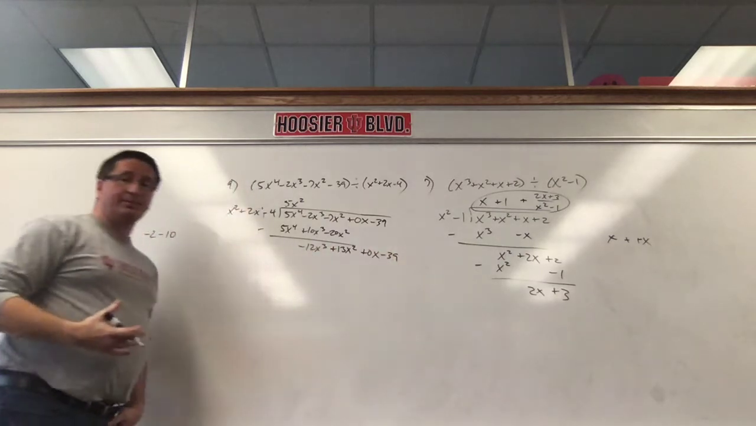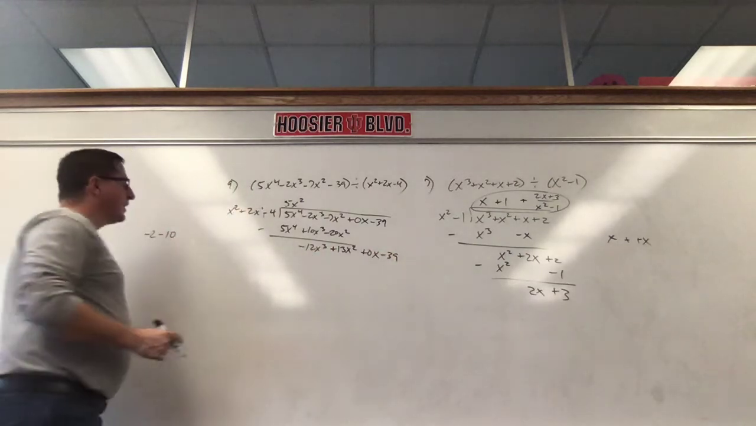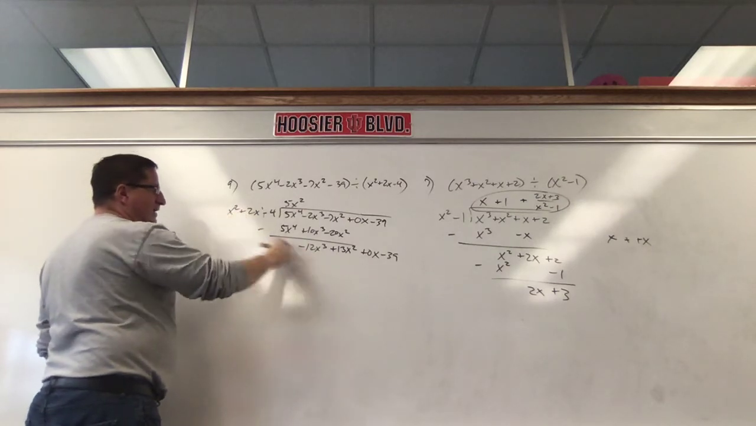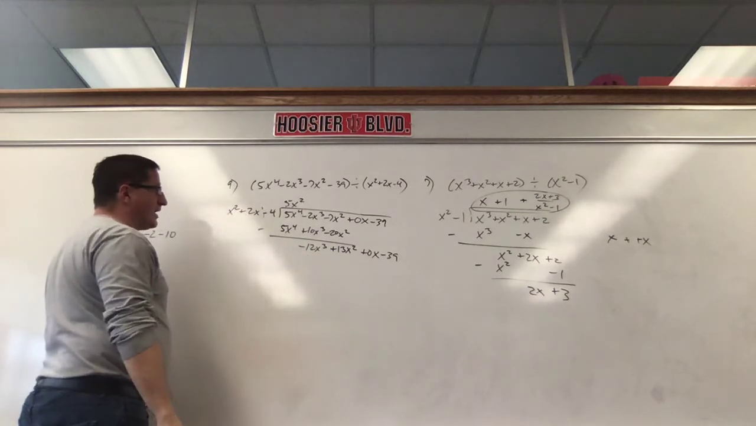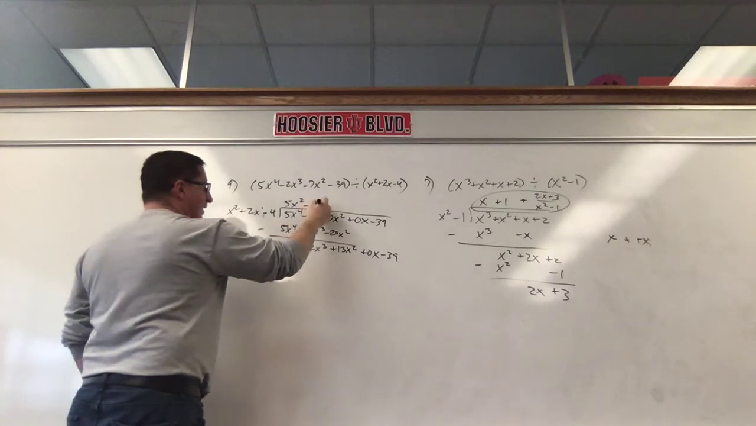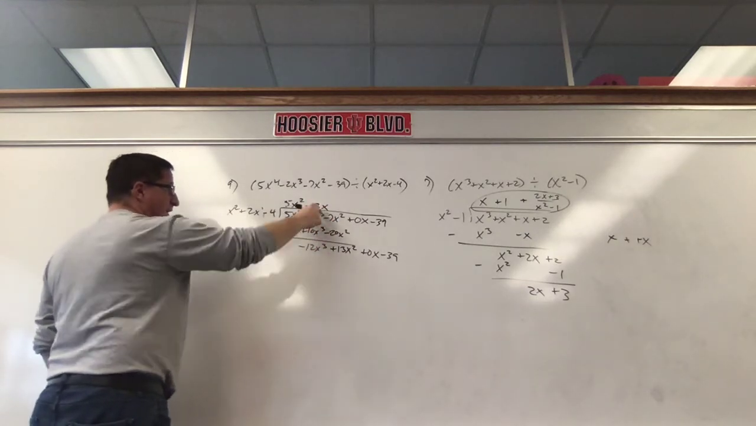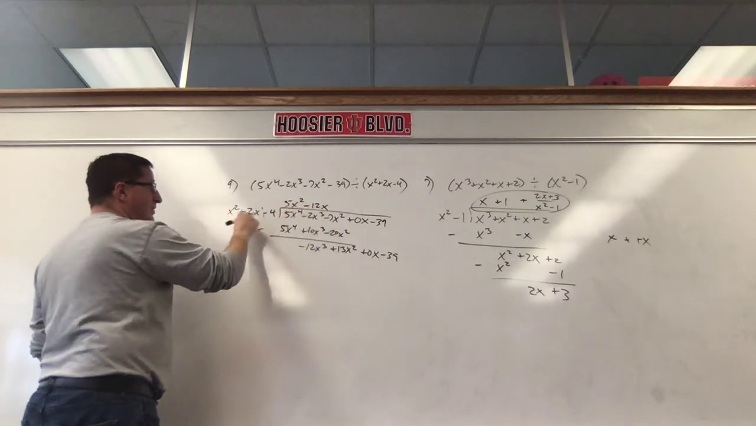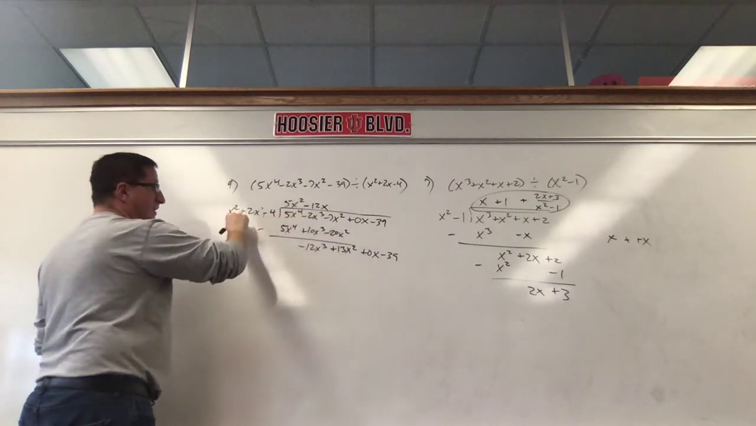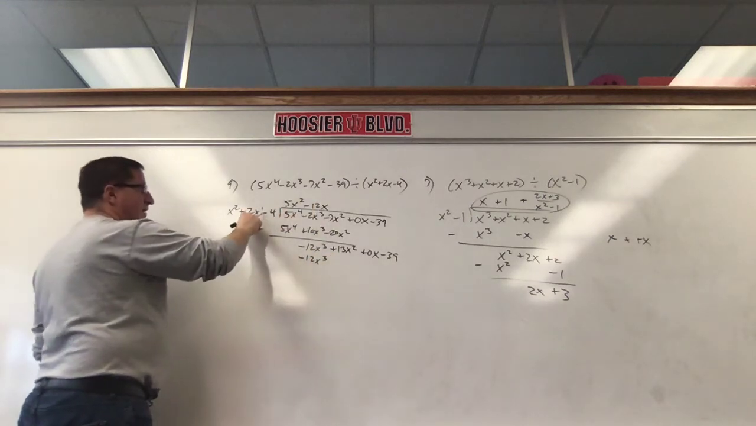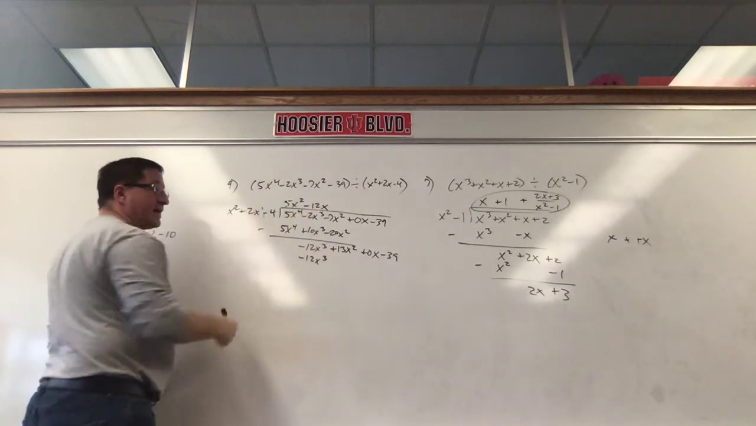And then you repeat it. Do the same process over. x squared, negative 12x cubed. What do I times x squared by to make negative 12x cubed? You get negative 12x. x squared times x is x cubed, so negative 12x. Negative 12x times each of these. Negative 12x times x squared, negative 12x cubed. Negative 12x times 2x is negative 24x squared.